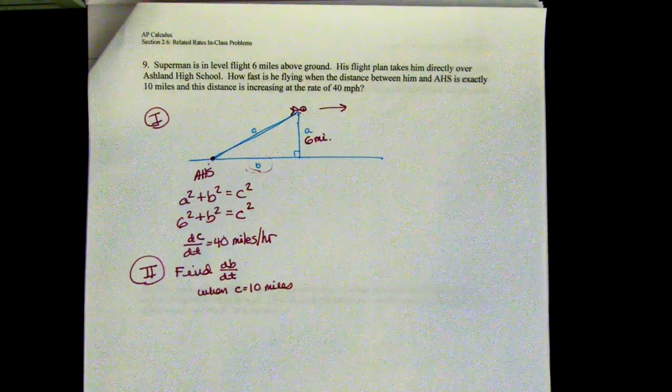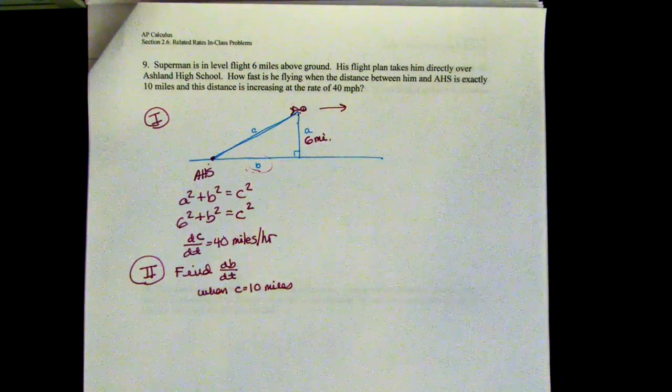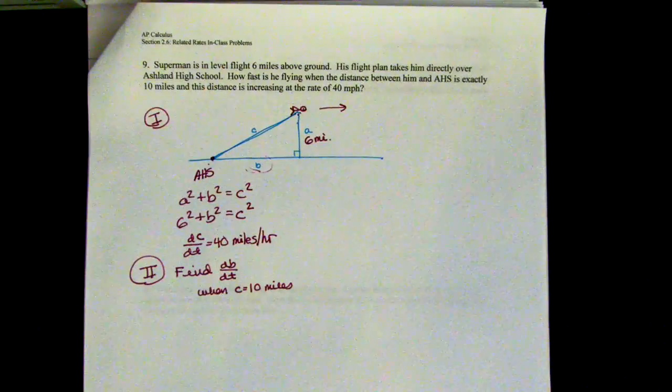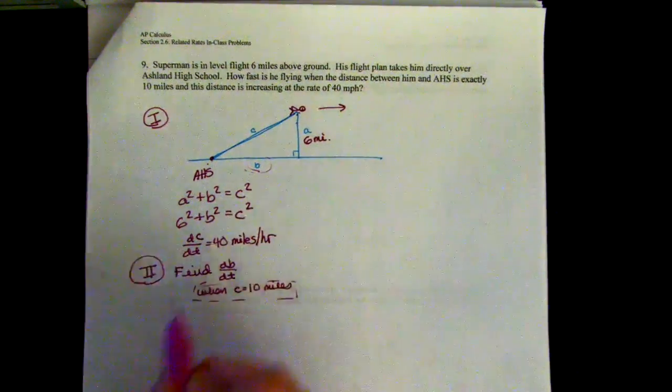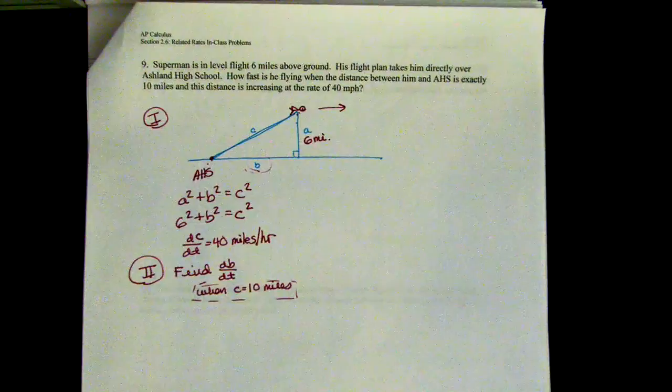I think that's all that I want to do. I want to see if you can finish this off and it will work out nicely. No roots, no any of that stuff. See if you can figure out what your dB/dt is, and submit that to Edpuzzle.